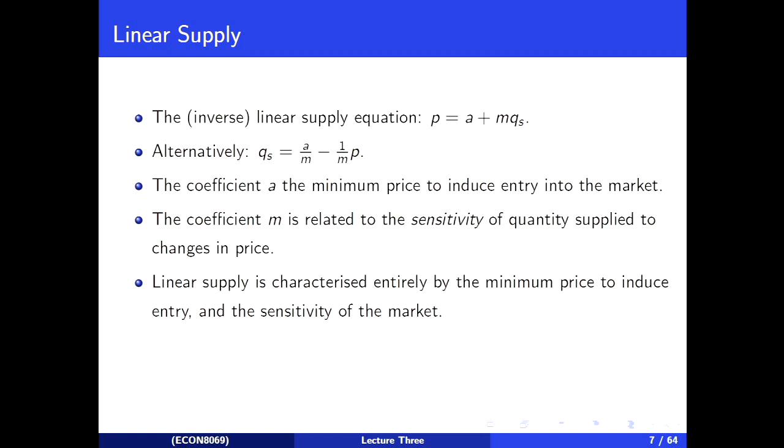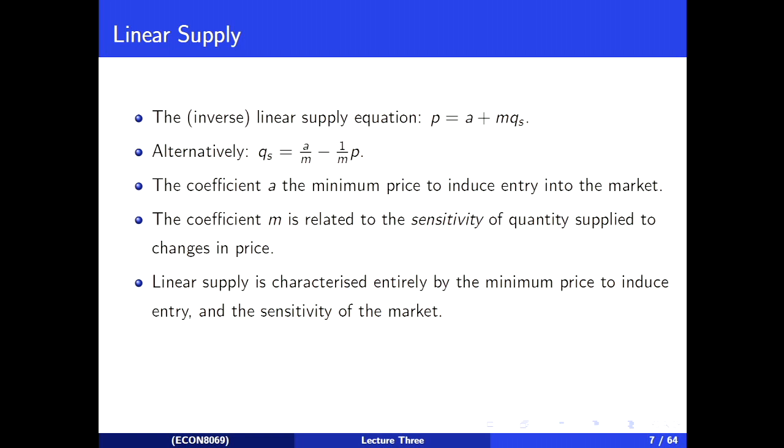If the price is below A, then no one wants to produce any of the good, right? So there is no market. There's no entry, there's nothing. So A we want to think of as the minimum price for this market to actually exist, because it's this intercept here. When the price is below A, then no one produces anything, the market doesn't exist.